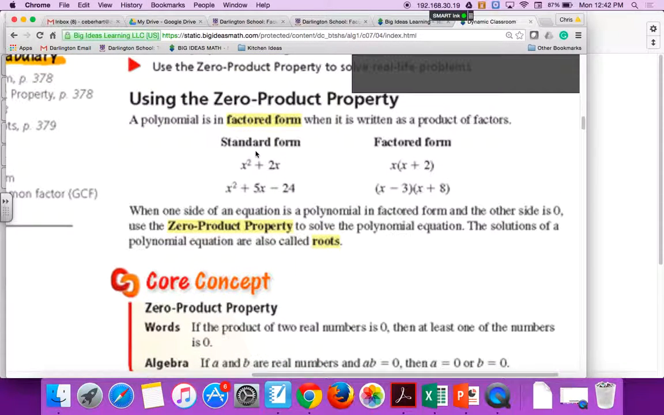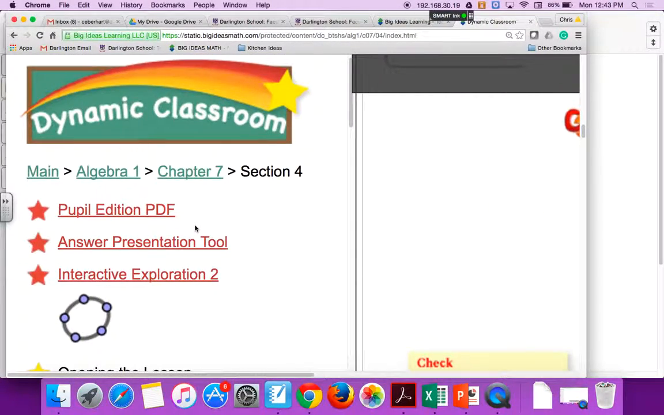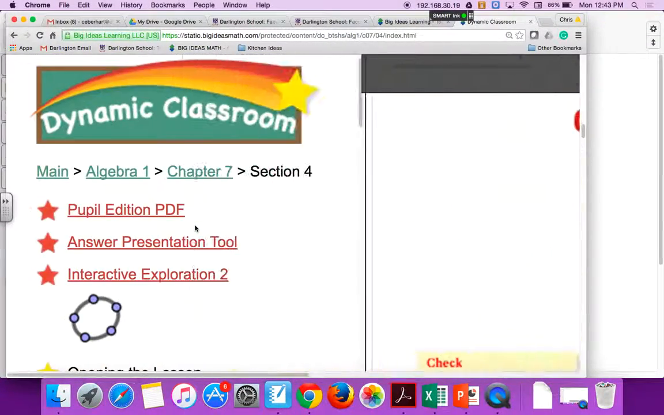If you look up here, you'll notice standard form. Standard form can be written as normal monomials, binomials, trinomials, polynomials, those kinds of things. Whereas factored form is more abbreviated, like x minus 3, x plus 8. These are broken up more. Let's look at some examples and how we can solve these using the zero product property.